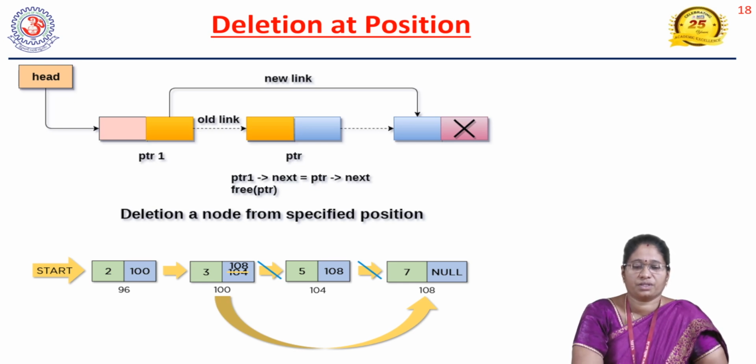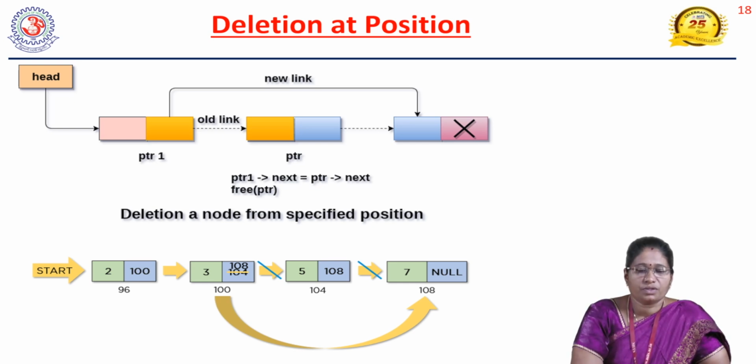So the position, you have to find out. First of all, we should know which node I want to delete. You have to make a pointer for that node, and before that node, you have to make another pointer, pointer one. So basically we should do these two things.